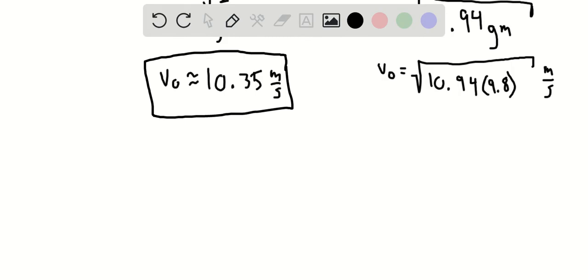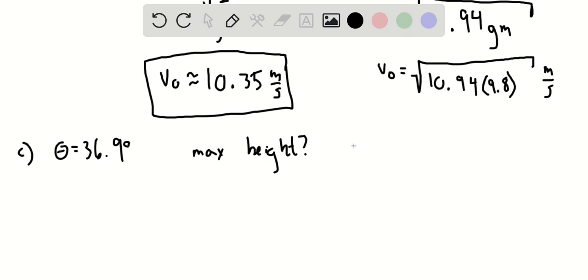And then we have a follow-up question here, which is asking us to find the maximum height above the ground at a 36.9 degree launch. So we're saying that our launching angle is 36.9 degrees, and we want to know what the max height is. Well, to do this, we can just use the formula V squared minus V initial squared equals 2G delta Y.